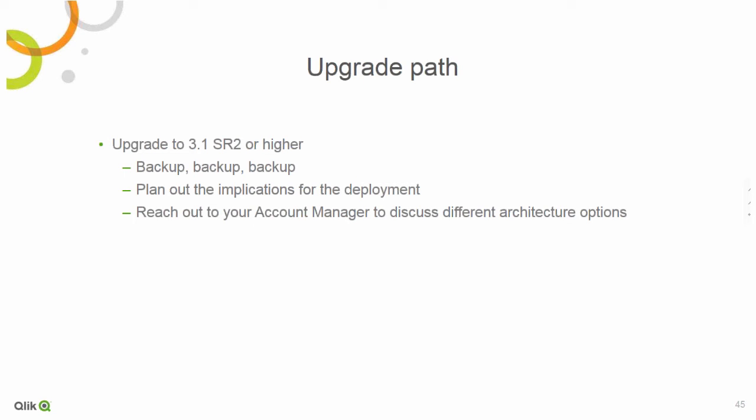So the upgrade path really is upgrade to 3.1.2 or higher. Practically what it means is have a backup. There was a good presentation on a previous TechSpert Thursday by Andrew, I believe, which went over this, but definitely have a backup. Always have a backup and have another one if you're unsure. Plan out the implications for your deployments.